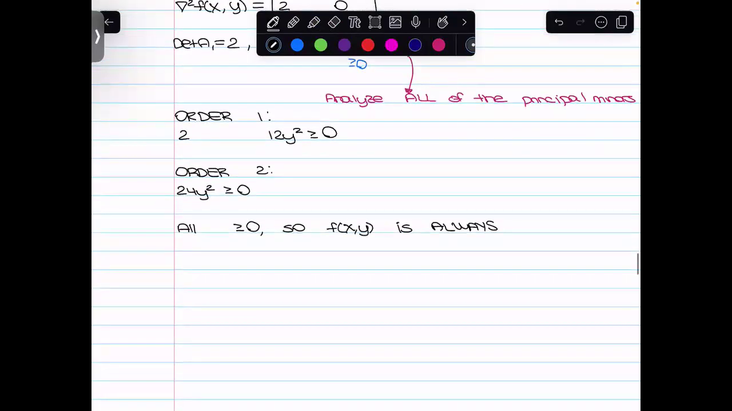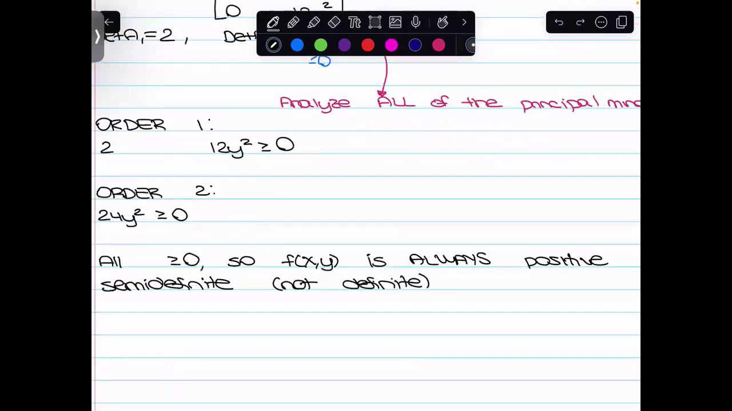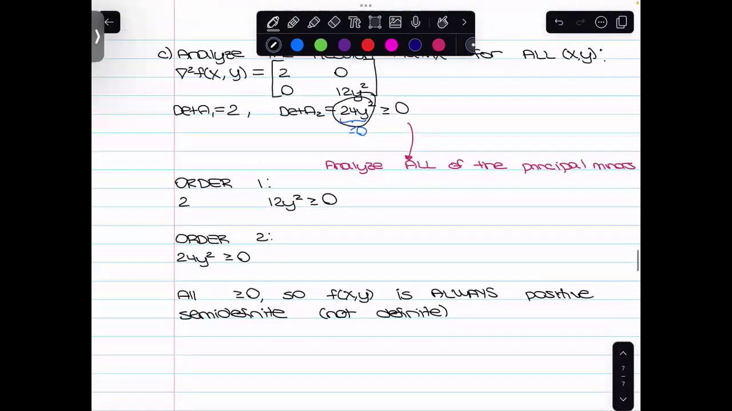And so we're saying that it's always positive semi-definite. Also, it's best to make it clear that it's not definite for all the points, because when we say semi-definite, it could also be definite in general. But here we already know that if y is 0, for example, this would have been 0. So the point is, you want to clarify that it's positive semi-definite and not definite.